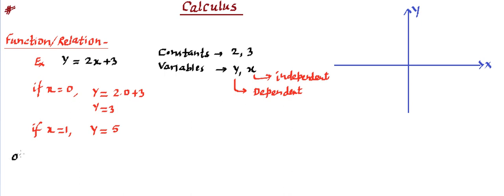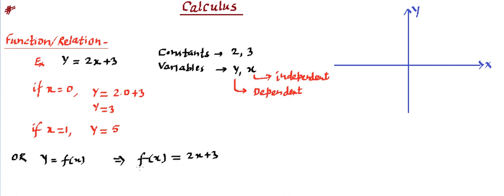So we sometimes write it like this: y is equal to f(x). That means y is a function of x. So the same relation is also known as a function. If we relate this to our example, we can conclude that f(x) can also be written as 2x plus 3.